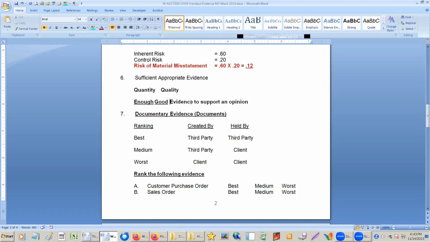You get enough good evidence to support your opinion, and if you can't, then you give a disclaimer. If you can't get enough of this, it's a disclaimer.